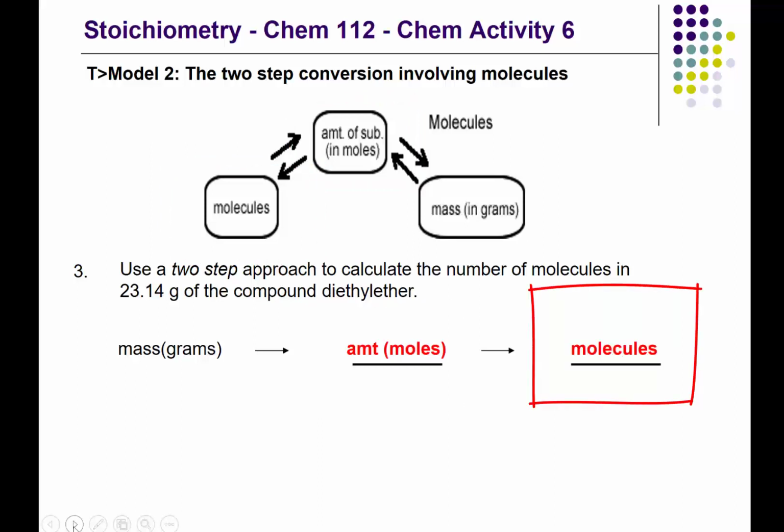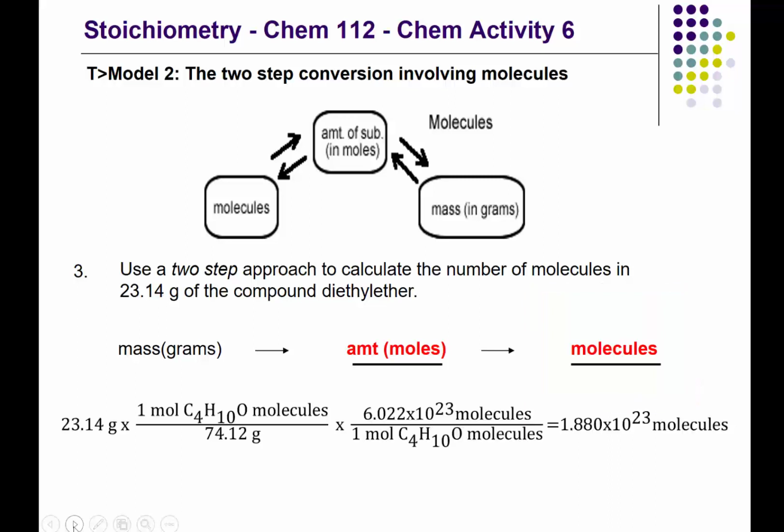The calculation would look something like this. We start with our mass, then we use the conversion factor, and it's the molar mass, but in a sense it's the reciprocal of the molar mass, to convert our mass to the amount of the diethyl ether in moles. We then take that amount and multiply by Avogadro's number to find out the number of molecules.